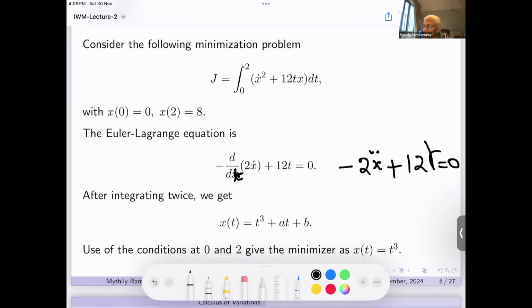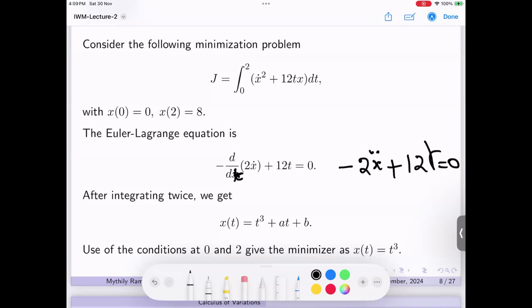But the constraint I have forgotten to write. I think there must be a differential equation in the background. Maybe this is enough. These are the only constraints: x of 0 is 0 and x of 2 is 8. That's all. I had made a mistake in d by dx; this should be d by dt. So d by dt on 2x dot will give me 2x double dot plus 12t is 0. So this is the Euler-Lagrange equation applied to J.